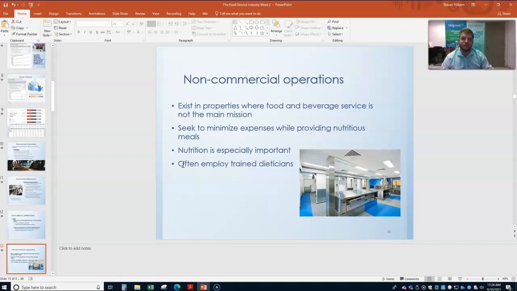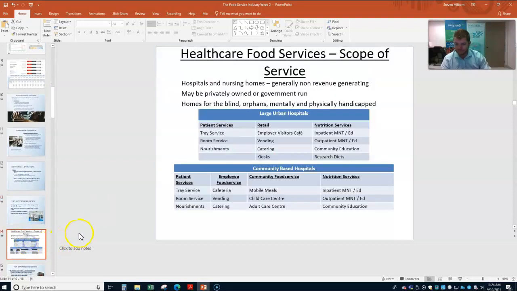Same thing with cafeterias in many of these different factories. I know many of you actually go work at the Honda plant sometimes. So the Honda plant has a cafeteria. They try to make money off it, but what they're really trying to do is minimize the expense of serving people food while providing nutritious meals, because the nutrition point is often the most important.